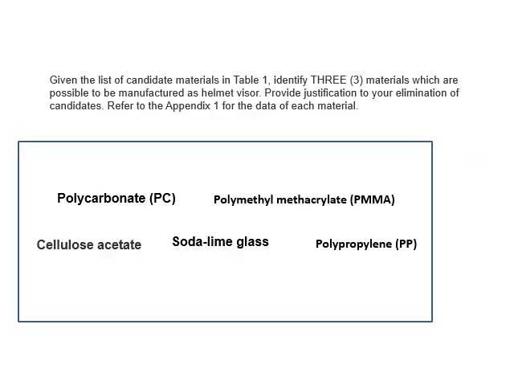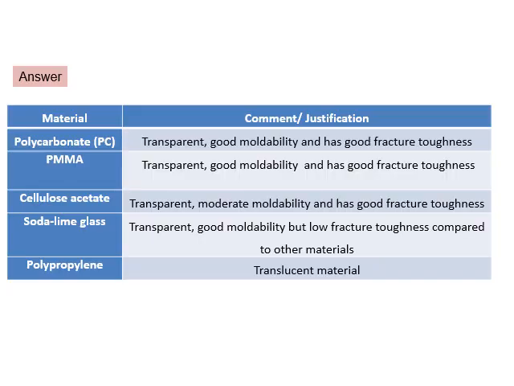From table 1, identify 3 materials which are possible to be manufactured as a helmet visor. As mentioned before, you can knock out the soda lime glass and polypropylene. You need to provide your justification and refer to appendix 1 for the data for each material in table 1. For example, for polycarbonate, you can comment that it is transparent, has good moldability, and has good fracture toughness. PMMA also has similar properties to polycarbonate.